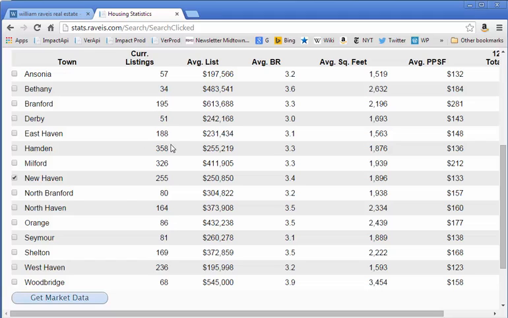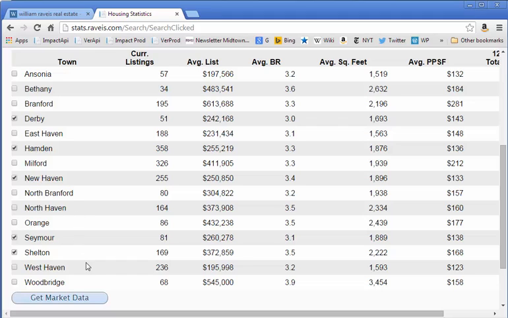And this gives us a number of current listings that are on the market, average list price, average number of bedrooms, average number of square feet, and a couple of other fields. So we're going to try to find other towns that have an average list price somewhere near that of New Haven. So New Haven is a little over $255,000. So Hamden's $255, Derby's $242, Seymour $260, and let's pick one more expensive town. We'll take a look at Shelton.